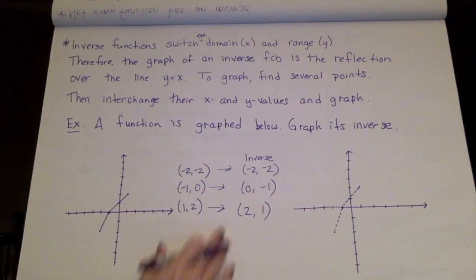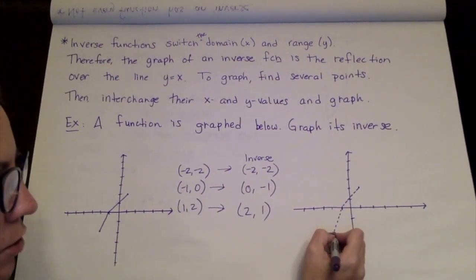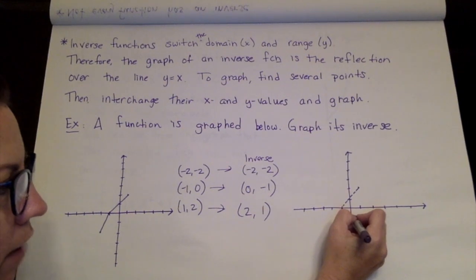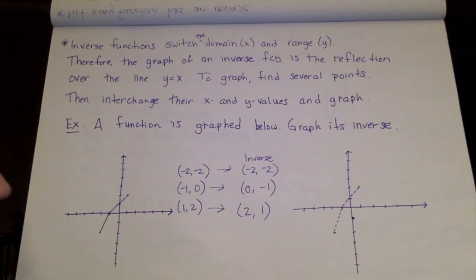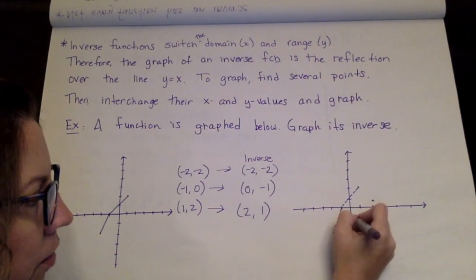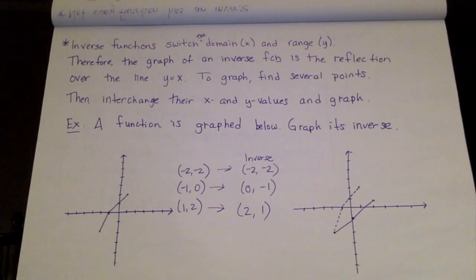And now we're going to graph the inverse function, -2, -2. So that point is the same. Now I have 0, -1, so I have a point here, and I have the point 2, 1, which is here. So now this is graphed like this. And there is the function graphed with its inverse.